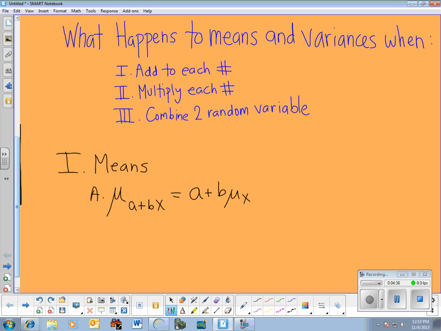All right, so this just means if you multiply each individual number, even though you can't see those numbers, you're going to multiply your mean. If you add to each of those numbers, then you're going to add to your mean, okay? So what about means for combining?